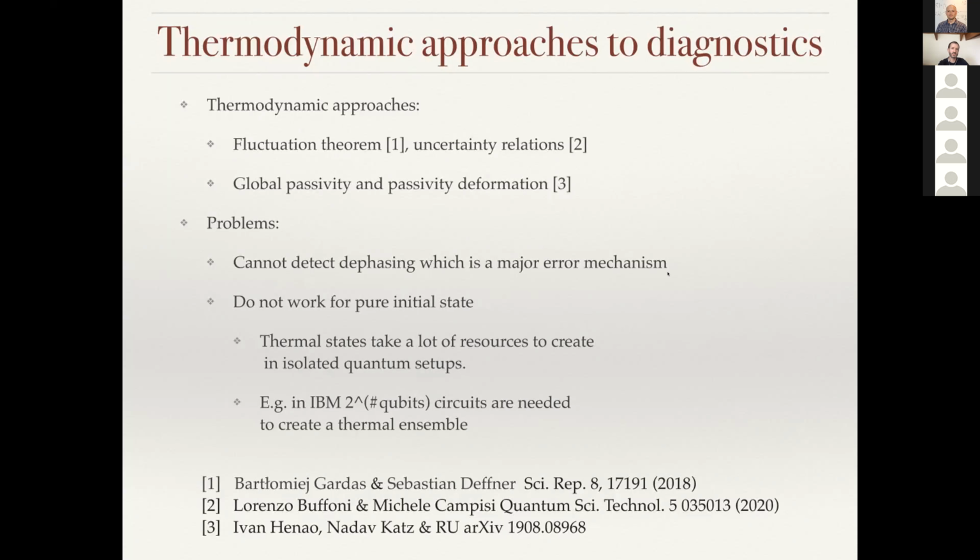Secondly, they do not work when the initial state is pure. And creating thermal states is sometimes very resource consuming. For example, the IBM processor starts in a ground state, and if you want to create the thermal ensemble, essentially you need 2 to the power of the number of qubits to simulate a thermal state. So most of the experiment is actually dedicated to creating the thermal state.